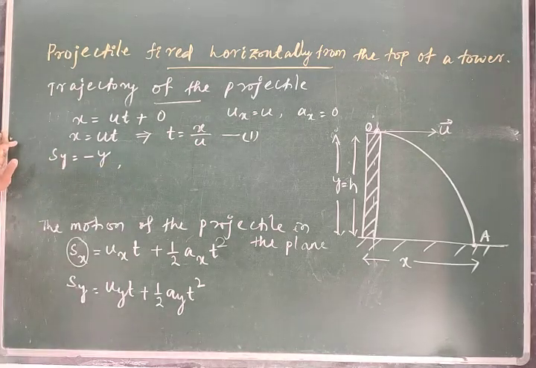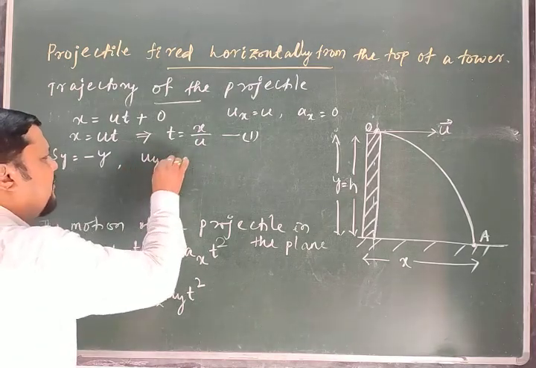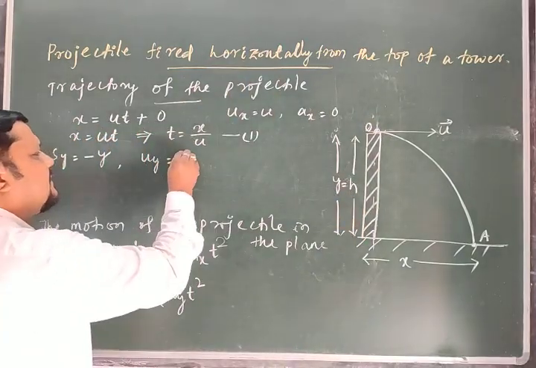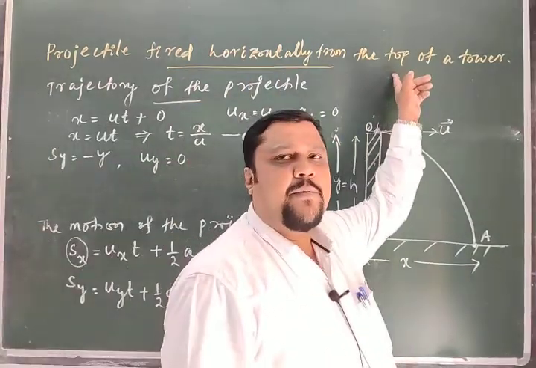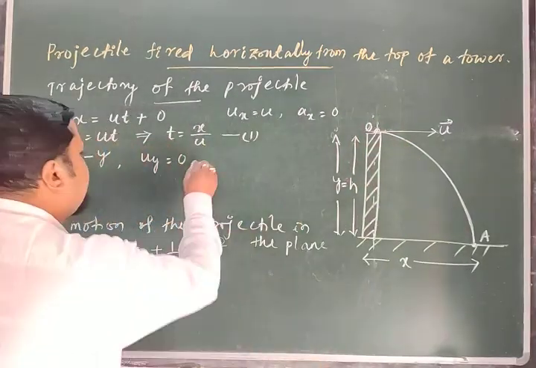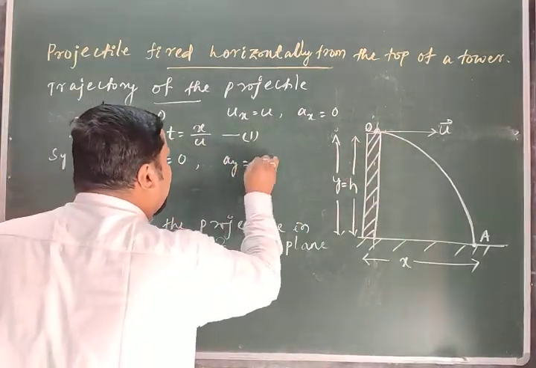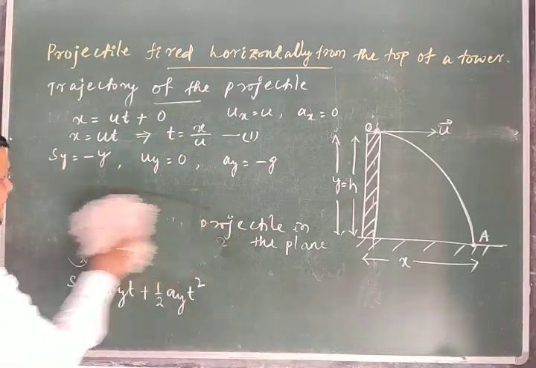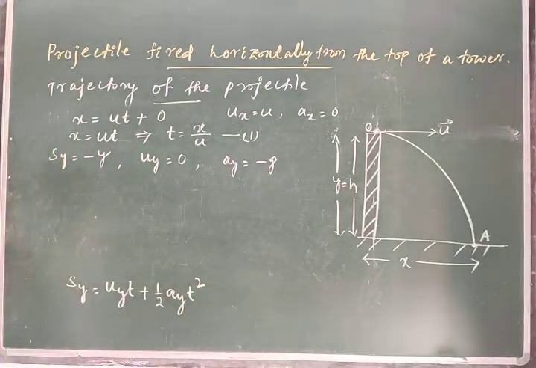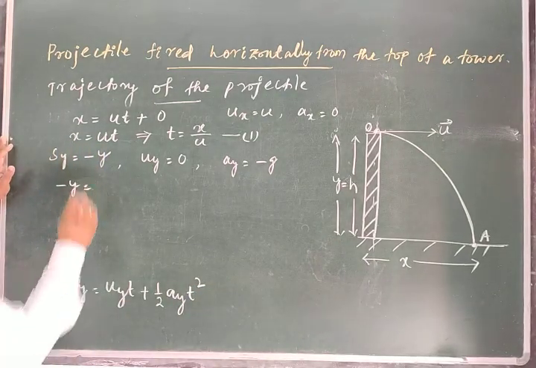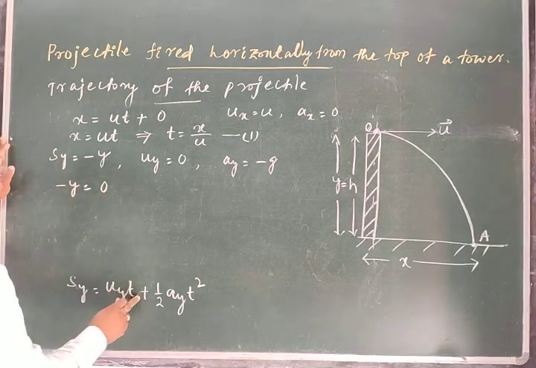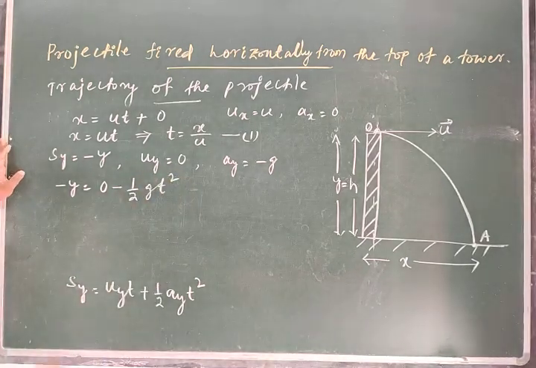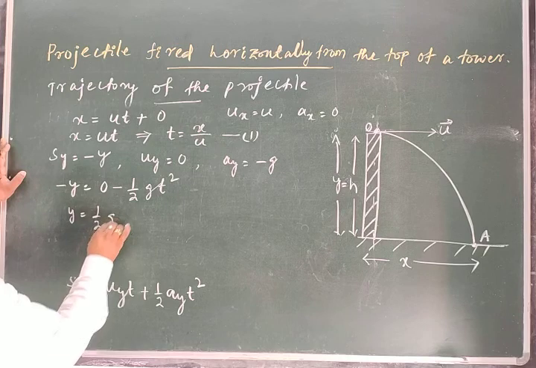Then uy, what is the component of u along the y-axis? Minus y or plus y, it is 0. There is no vertical component for the velocity. So uy is equal to 0. What is ay? Always minus g, as per our sign convention, since it is vertically downward. Now put that in this expression, what will I get? Minus y is equal to 0 minus half g t square. So y is equal to half g t square.